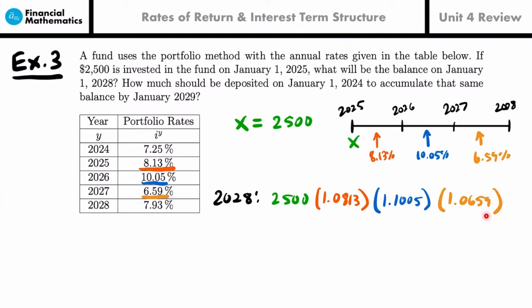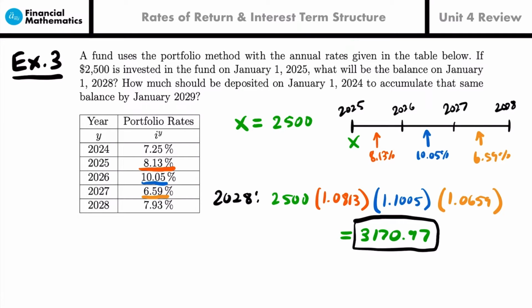So if you plug this into your calculator, if you do all this multiplication, you will find that at the end of 2028, that $2,500 will become $3,170.97. That is the answer to the first part of this problem. That is the balance on January 1st, 2028 of that $2,500 invested in the fund on January 1st of 2025.